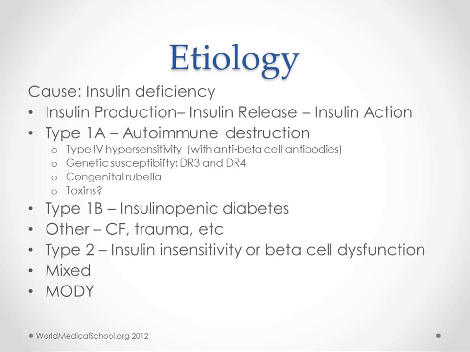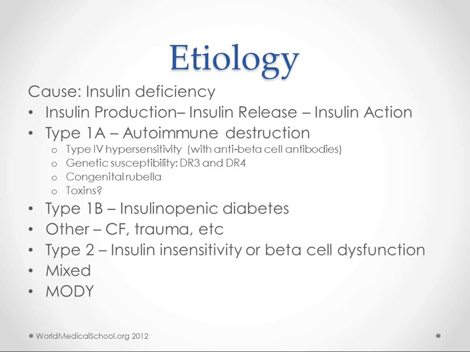So type 2 is characterized by either insulin insensitivity or beta cell dysfunction or both. So type 2 is usually associated with obesity, and so we're talking about having so much sugar available that the cells begin to become insensitive to insulin. And they talk about wearing out the beta cells. I don't know if that's actually the process, but it also is associated with beta cell dysfunction.